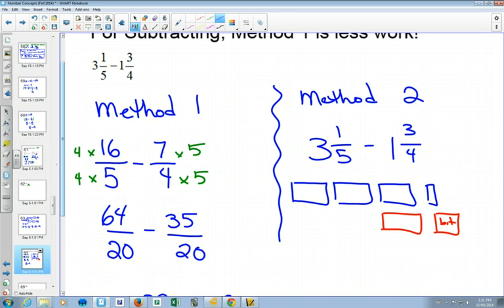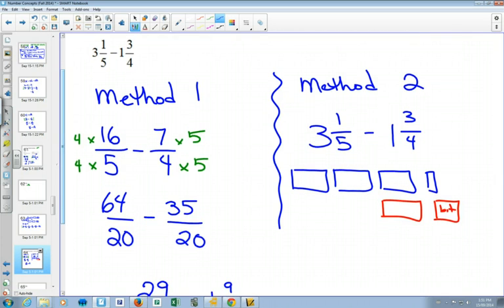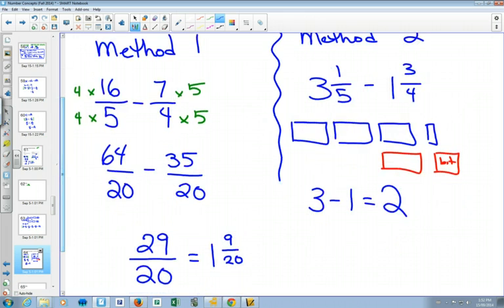And this is why method 2 is sometimes hard. Because if we look at doing the same thing when we added, what I'm going to do is I'm going to subtract my whole numbers, and that part's not too bad. Because if I go 3 minus 1, how many chocolate bars would I be left with? 2. But then when I go to my fractions and I subtract, I'll have 1/5 of a chocolate bar, and I eat 3/4 of it.